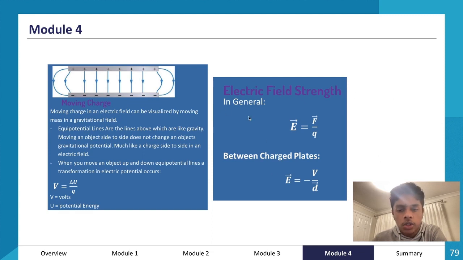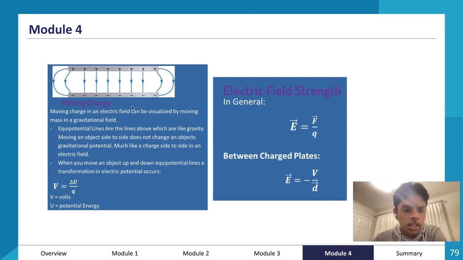And the equation that you need to know here is for the electric field strength within these parallel electric plates. The electric field strength is denoted by E, which is equal to the force between these two plates divided by Q, which is the charge. Alternatively, E is equal to negative voltage divided by this distance.